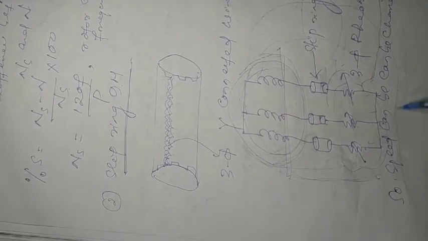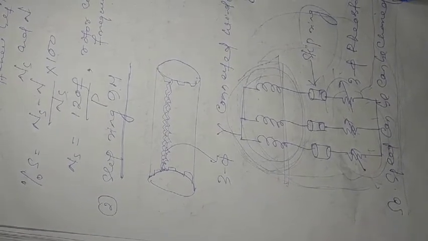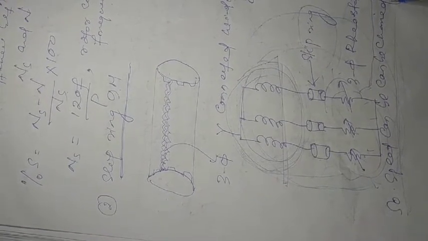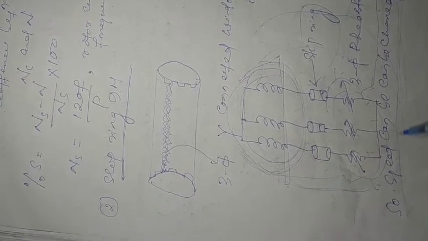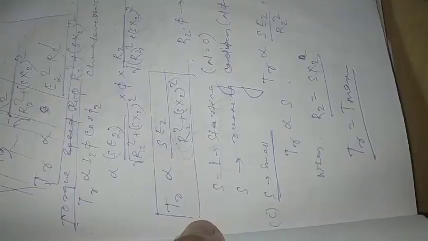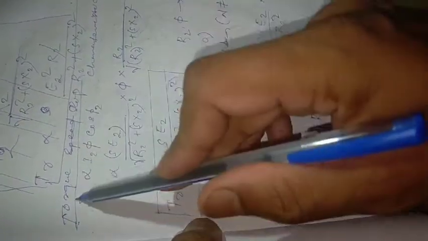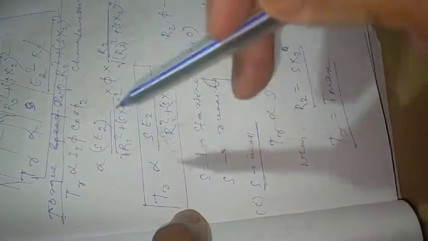So this is generally used whenever we need variable speed at the output. If you want to change the speed in an induction motor, then what will we be using? A slip ring induction motor. So the next part is torque slip characteristics of a three-phase induction motor.